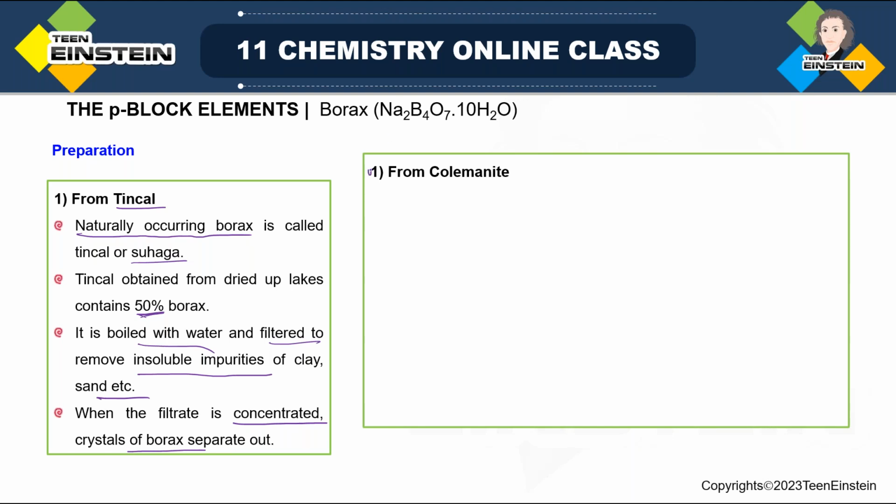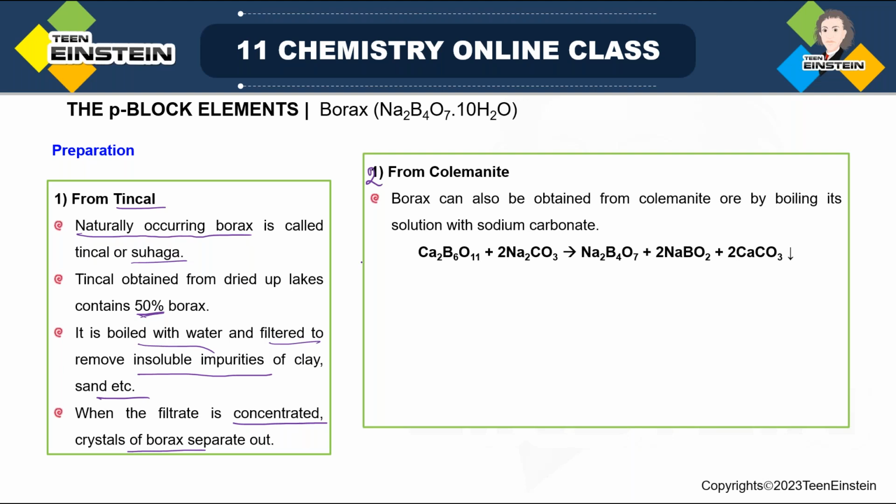Then the second method is from colemanite. So colemanite is actually an ore of boron. We can make borax from this ore. We have to treat it with sodium carbonate, a solution of sodium carbonate. So we are getting Na2B4O7.